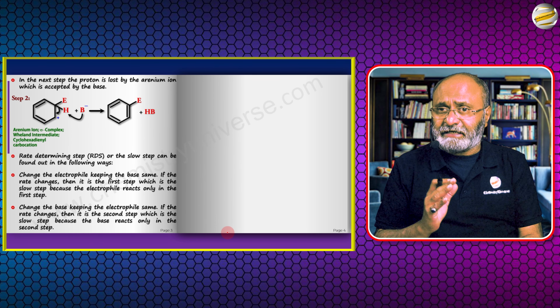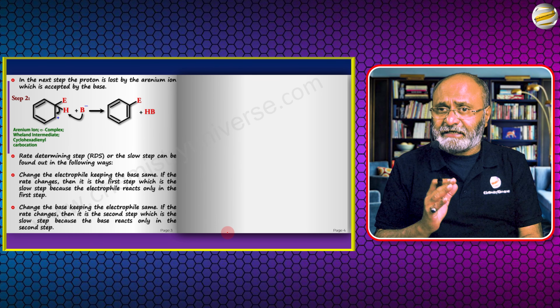So, if I take C6D6, the only difference this particular compound will have is on the second step. So, if the second step is the slow step, then C6D6 would show a substantial change in rate of the reaction with the same EB compared to benzene. But if step 1 is the slow step, C6D6 is going to react at almost the same rate as normal benzene does.